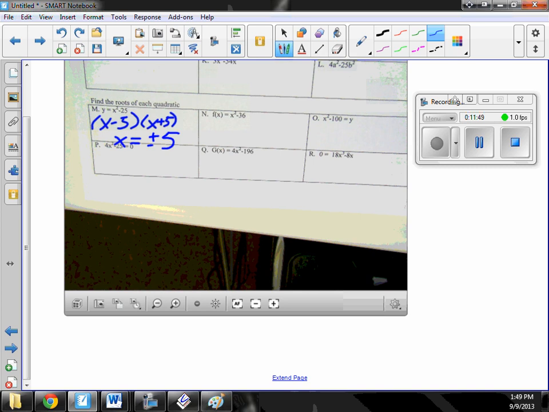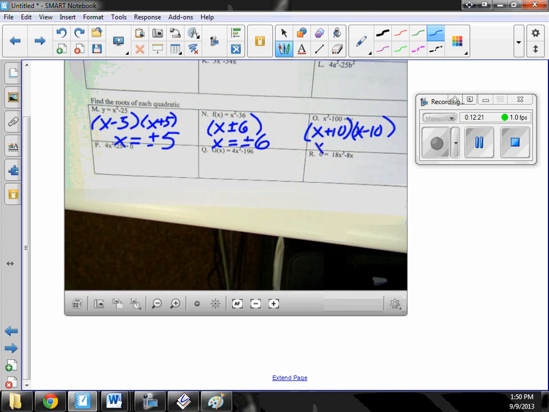So for letter N, it's going to be x plus or minus 6, which gives me x equals plus or minus 6. Well, technically minus plus 6, but that doesn't change anything. Okay? Letter O is written backwards. What do we do there? Nothing. It doesn't matter what side the equal sign is on. So I have x plus 10, x minus 10. So x equals plus or minus 10.